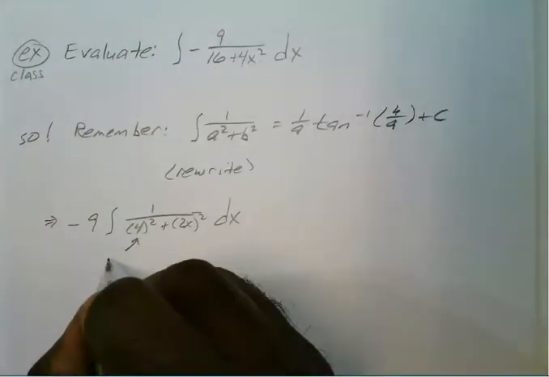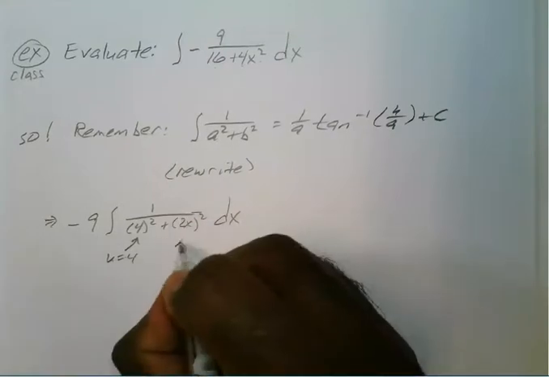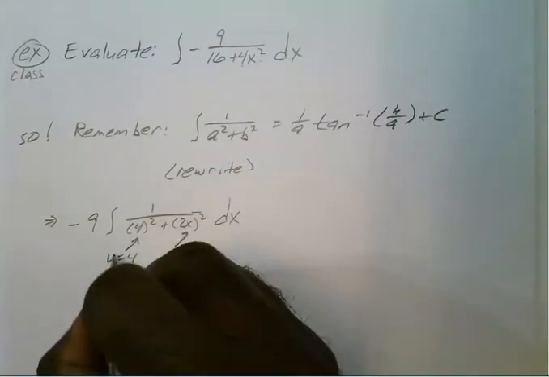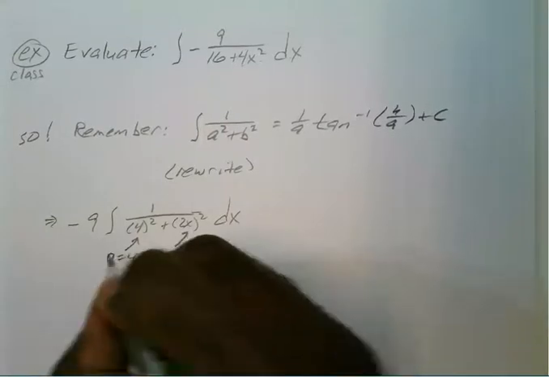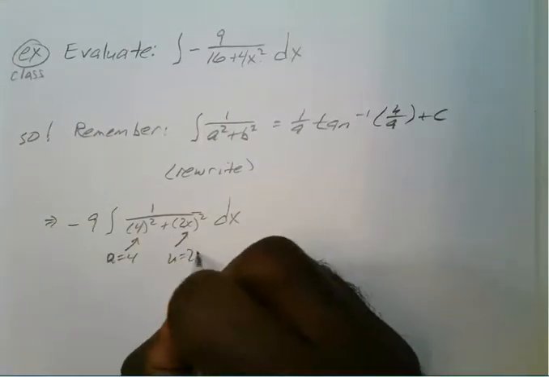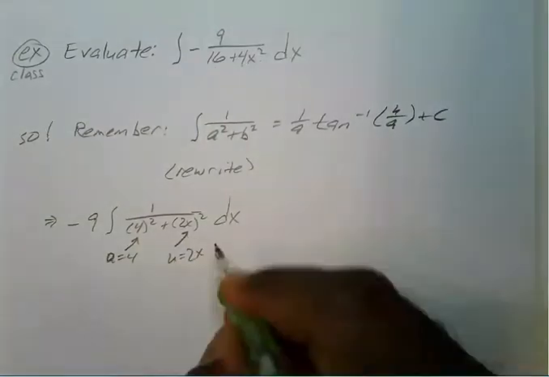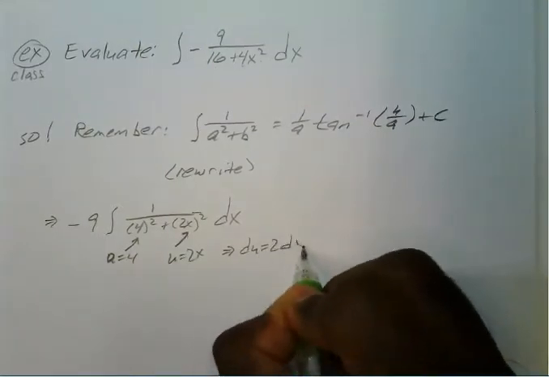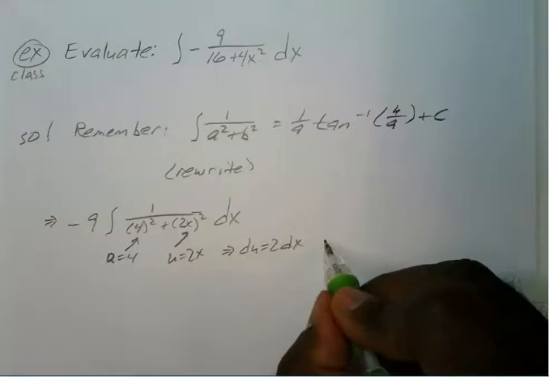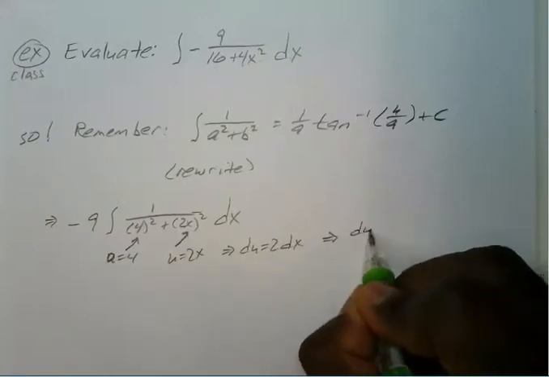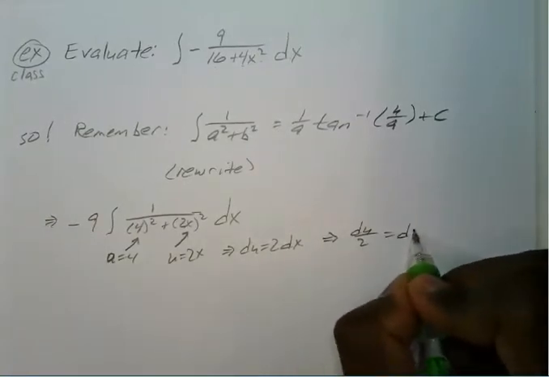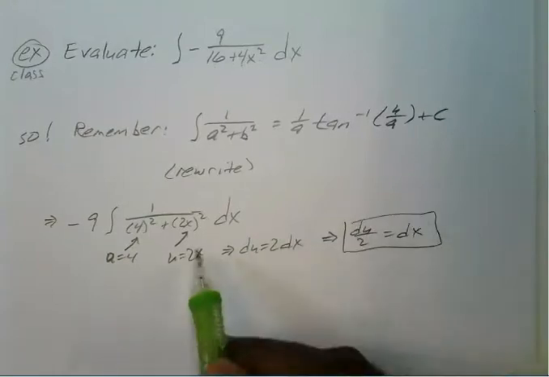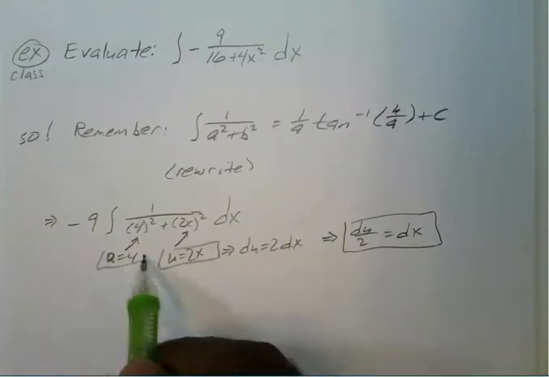Okay, so in this case, our a is equal to 4, our u is equal to 2x. Sorry about that. A is equal to 4, u is equal to 2x, which means our du is equal to 2 dx. Divide both sides by 2. We have du over 2 equals our dx. And once again, we have everything we need here to move forward.